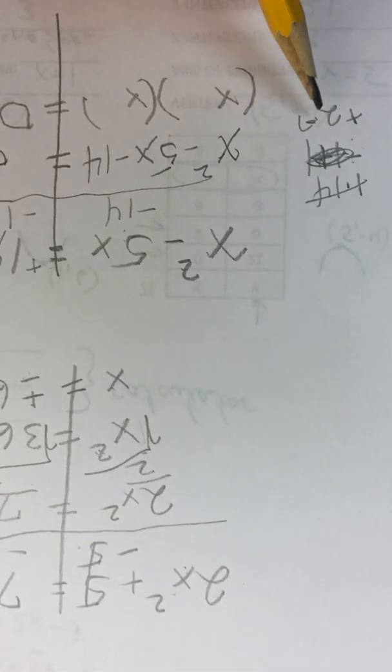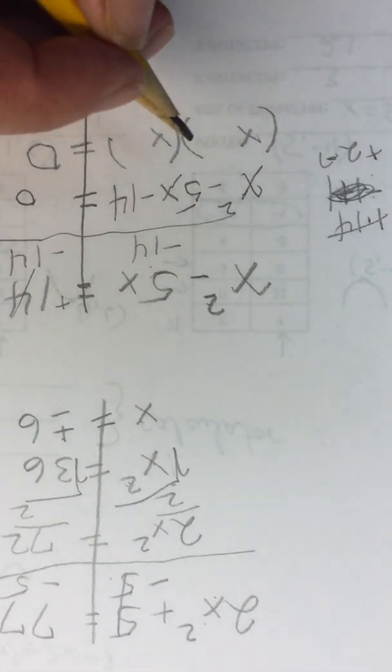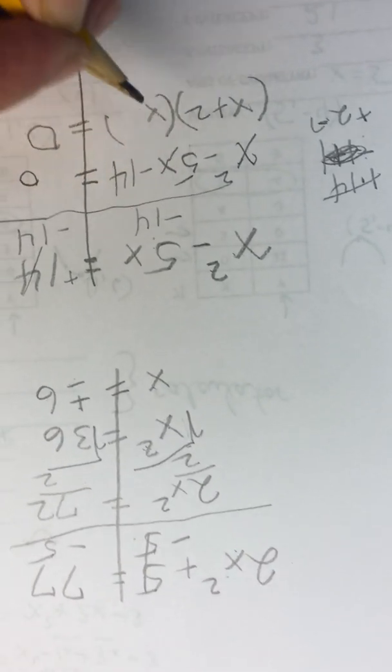Okay, so if I add these together, I get a negative 5. If I multiply them, I get negative 14. Both those things have to be true. So it's plus 2 and minus 7.